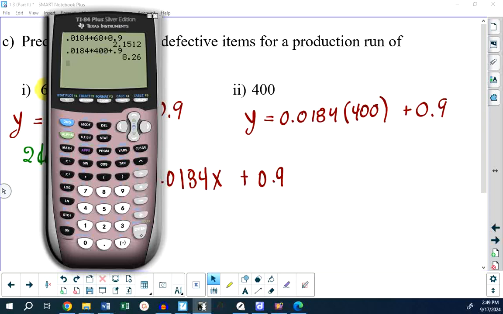So I'm getting 8. What are you getting? 6.9. 7. I got 8. 8. 8.2. 8. Anybody else? 8 and 9. That's pretty close. Okay. So I'm just going to go 8.